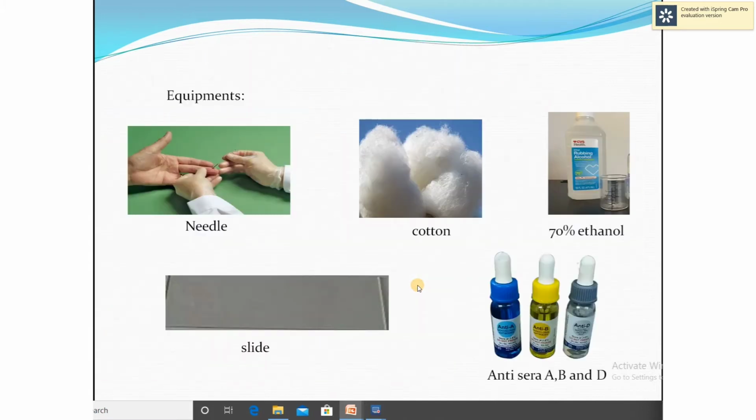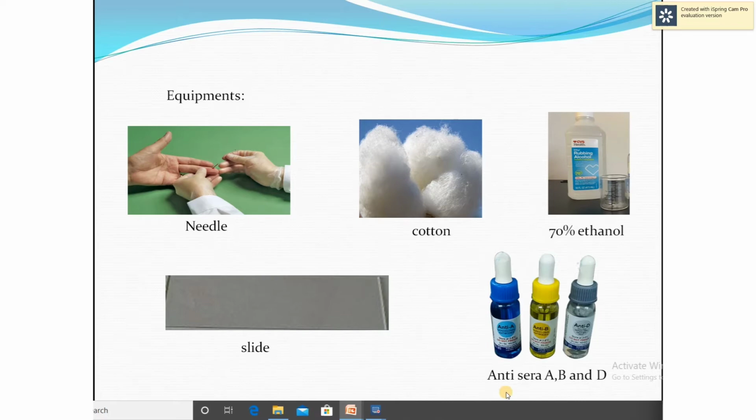Next, what are the equipments? Let us go into the procedure of this particular thing. What are the equipments you need? A needle, with the help of which you are going to prick your finger, 70% ethanol, and cotton. These will help you sterilize your finger before pricking it. A slide. This will be used to make sections, and you'll be putting the drop of your blood on the slide.